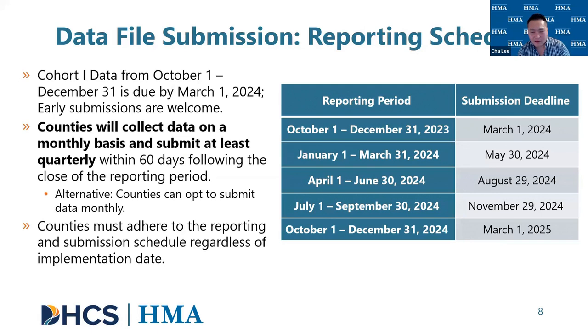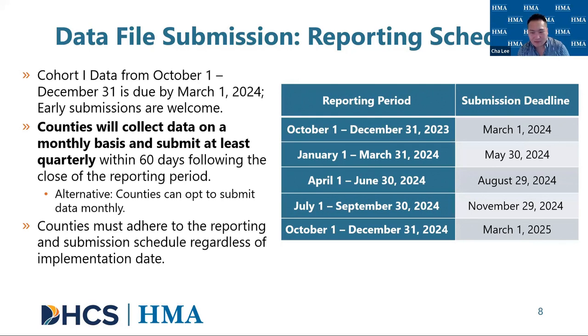This slide depicts the reporting period and submission schedule. Data from October 1st through December 31st is due by March 1st, 2024. We also would like to encourage early submission, so that if there are any data issues, we can work with the county to address them. Counties will collect data on a monthly basis and submit at least quarterly, within 60 days following the close of the reporting period. Counties can submit the data monthly if they prefer, or they can wait until the end of the reporting quarter. The table on the right outlines the submission deadlines.